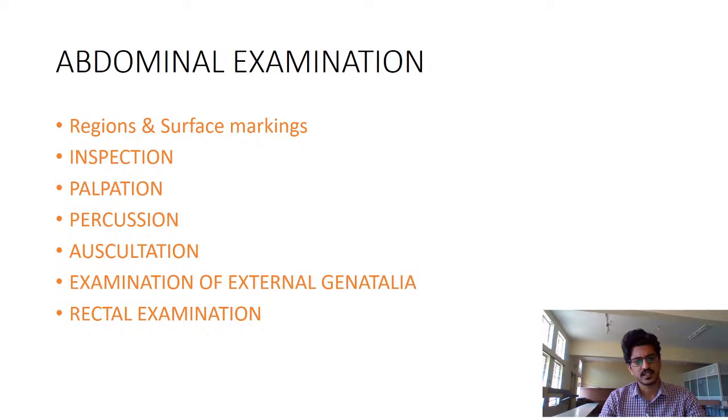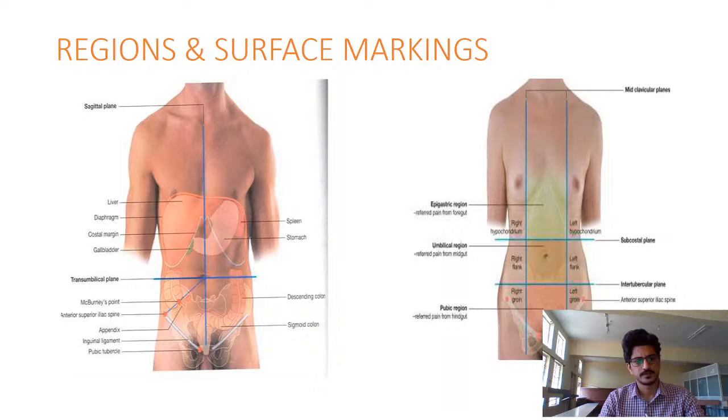So regions and surface markings. The abdomen can be divided into 9 regions, or into 4 as per anatomy. So I am going back to anatomy once. Why do you need to know the regions and surface markings? Because if you know them, you are able to know which organ is located where, and what the cause could be in that quadrant, if at all pain and other things are there. Those things might help you to know the anatomy.